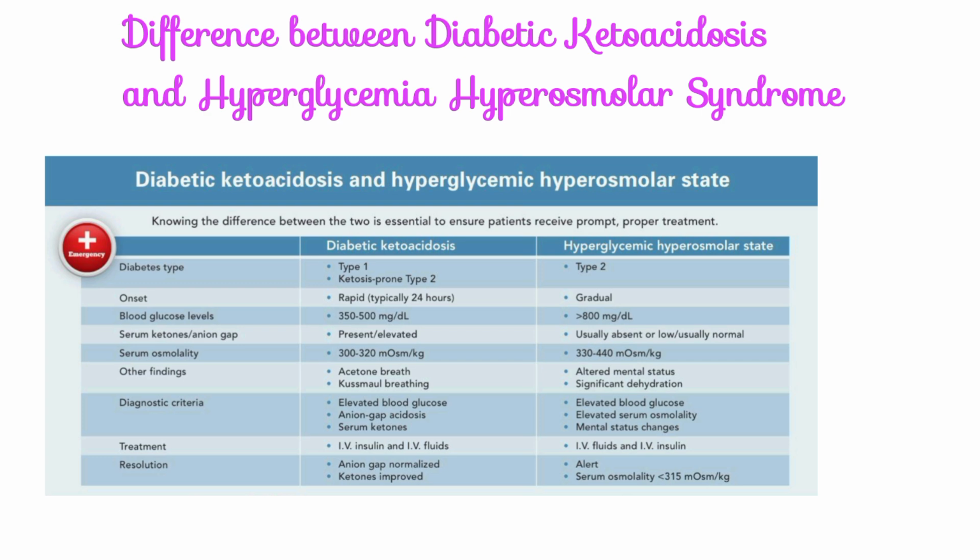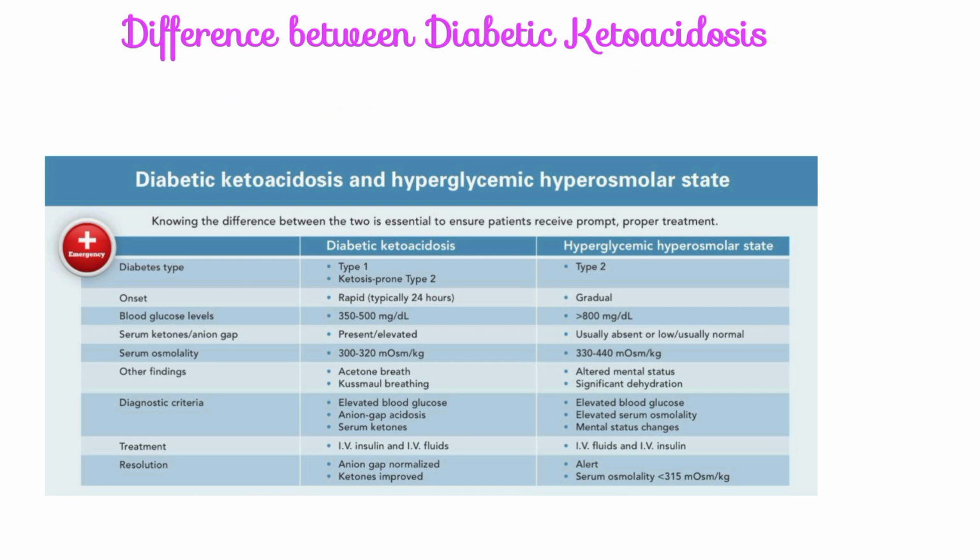330 to 440. The diagnostic criteria for diabetic ketoacidosis are elevated blood glucose, anion gap acidosis, and serum ketone bodies. Whereas in hyperglycemic hyperosmolar state, they are elevated blood glucose, elevated serum osmolarity, and mental changes.